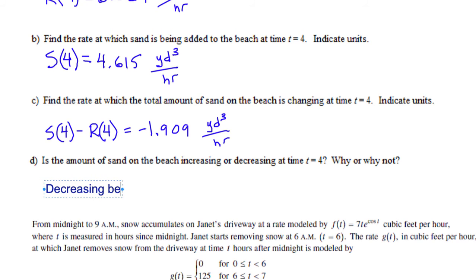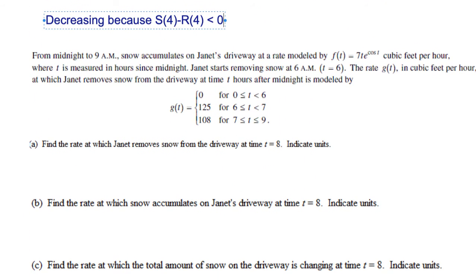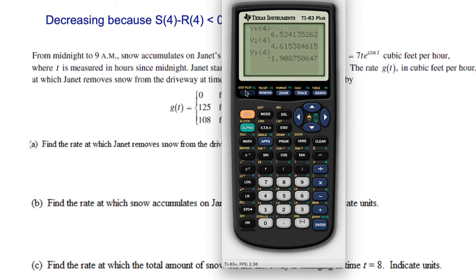Decreasing because we can say S of 4 minus R of 4 is less than 0. Perfect. And we're talking about snow in Janet's driveway, and we have that function. Let's go ahead and plug that into our calculator. So y equals, let's get rid of all of those.